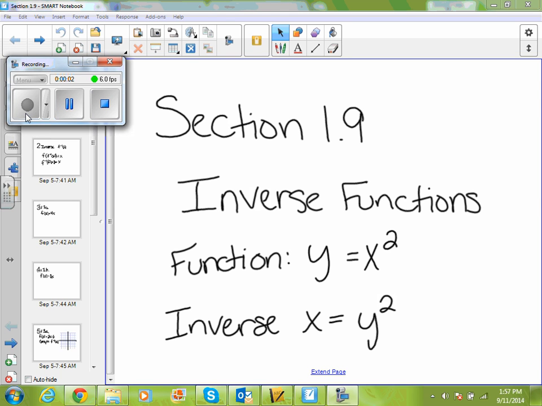Okay, so today we're going to look at section 1.9, which is inverse functions. Your original function would be y equals x squared. Then your inverse would be x equals y squared. So to find an inverse function, you switch your x and y values, and then you solve it for y.